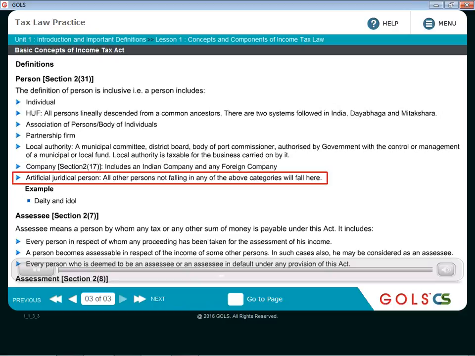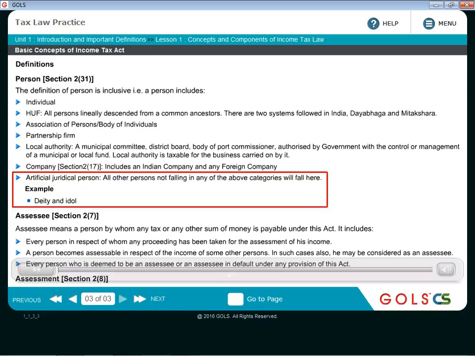Next is artificial juridical person. Now all other persons not falling in any of the above categories will fall here. For example, deity or idols. So Lord Balaji or Lord Siddhivinayak. So any lord will be treated as an artificial person, and the amount of donations or contributions received on behalf of such god would be treated as the artificial juridical person.